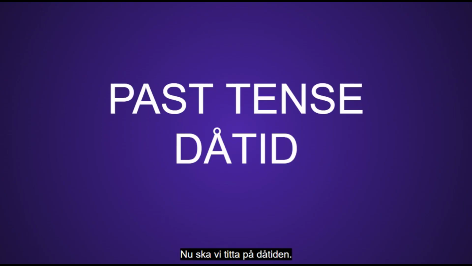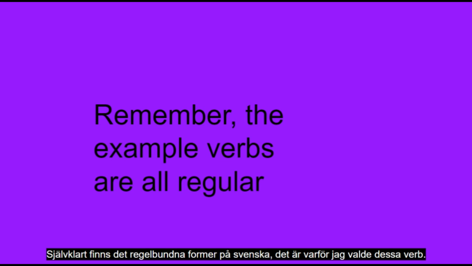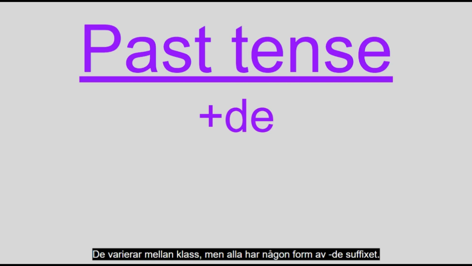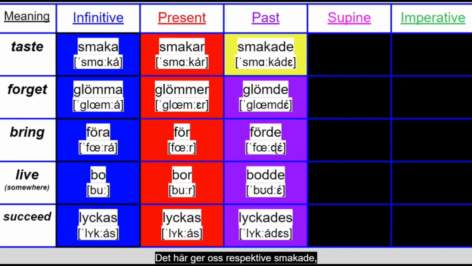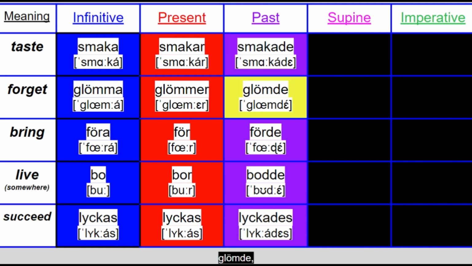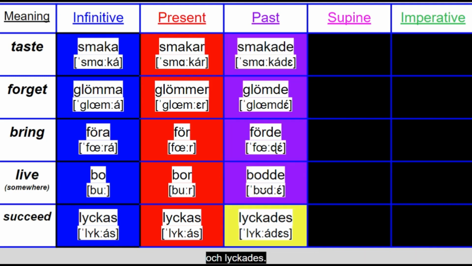Now let's look at the past tense. Of course, there are regular forms in Swedish, that's why I chose these verbs. They vary by class, but all have some form of the de suffix. This gives us respectively smakade, glömde, förde, bodde, and lyckades.